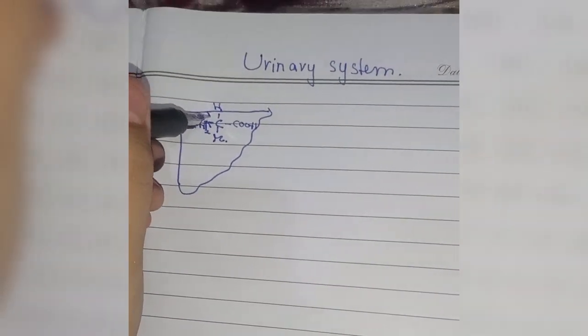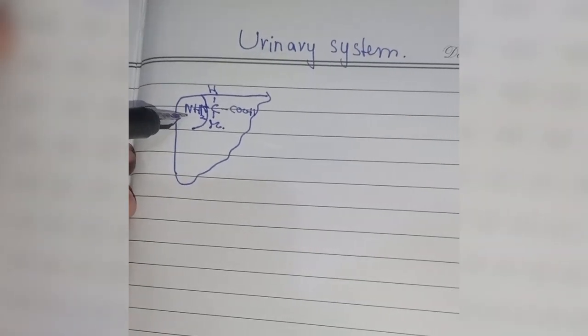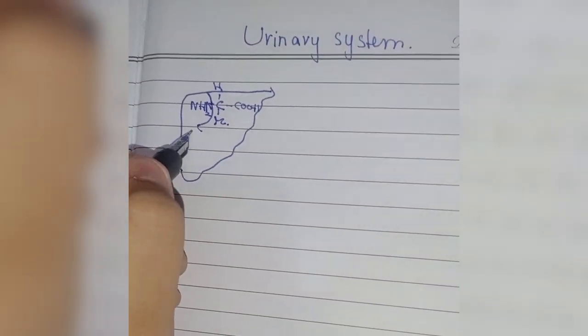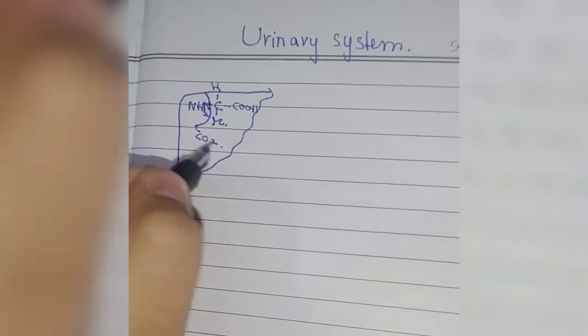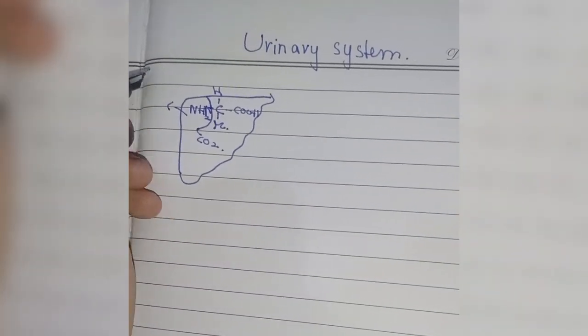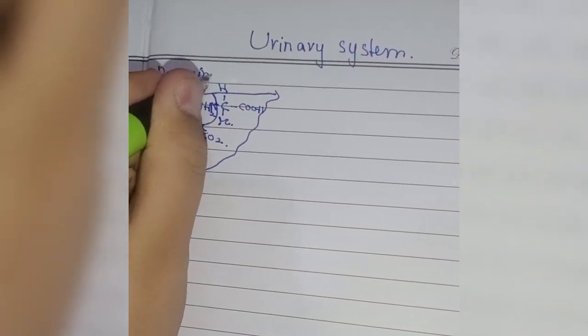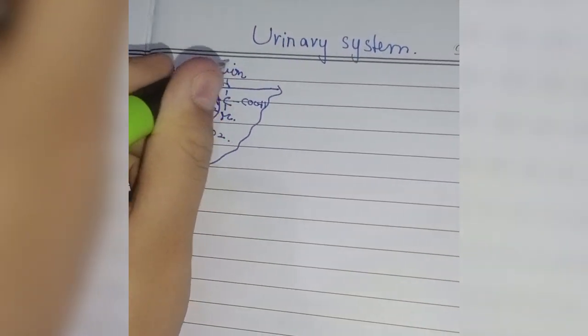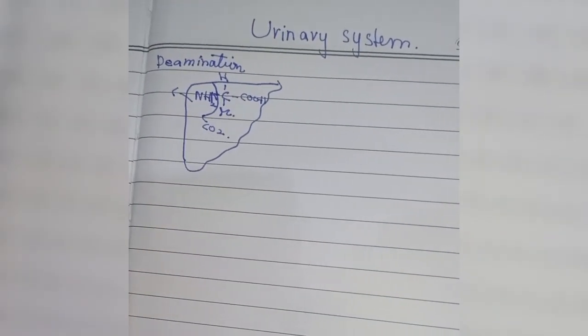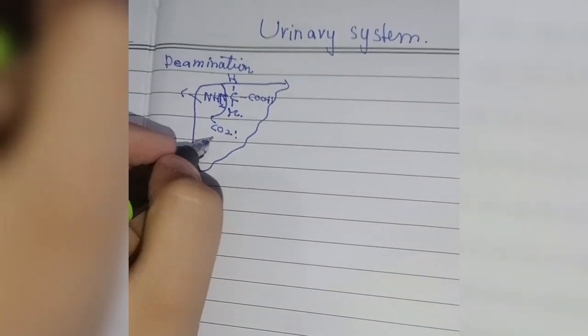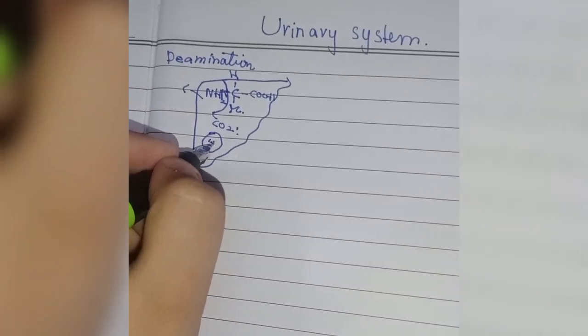Then this amino acid will separate from this group, and here it will add with carbon dioxide. So the separation of the amino group was deamination. Okay, and then it will mix with the carbon dioxide. Then here we have the urea cycle.